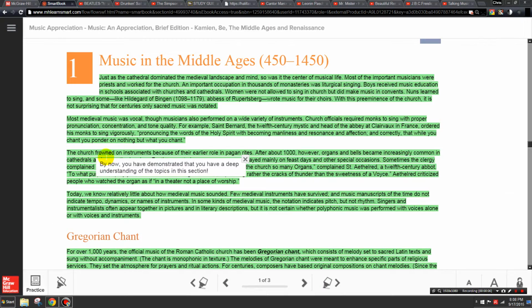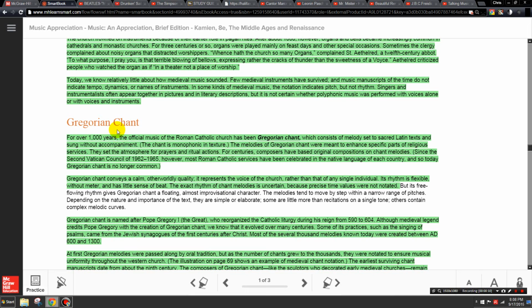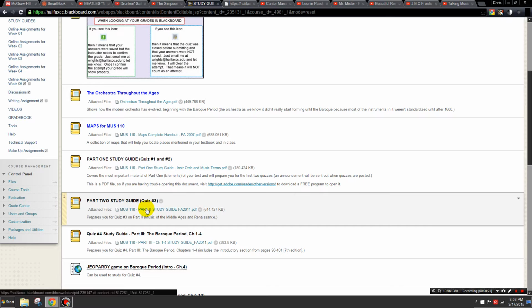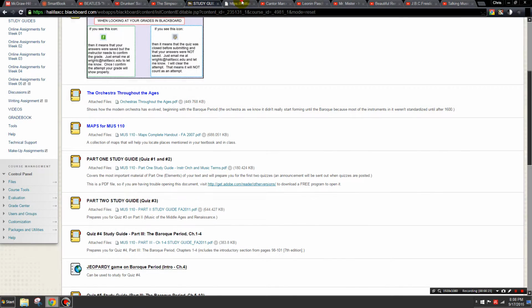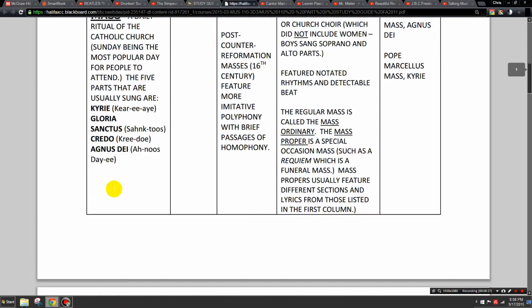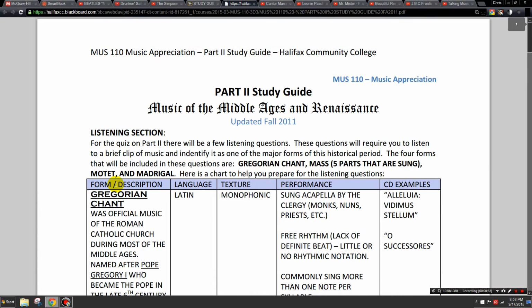We are going to focus mainly on the musical forms found within these two periods. There's going to be four main forms that I'm going to focus on, and if you want to go onto our Blackboard, go into the study guide section and pull up the Part 2 study guide. It looks like this, and you will notice that the four main forms that I'm going to focus on are listed in the beginning part of that study guide.